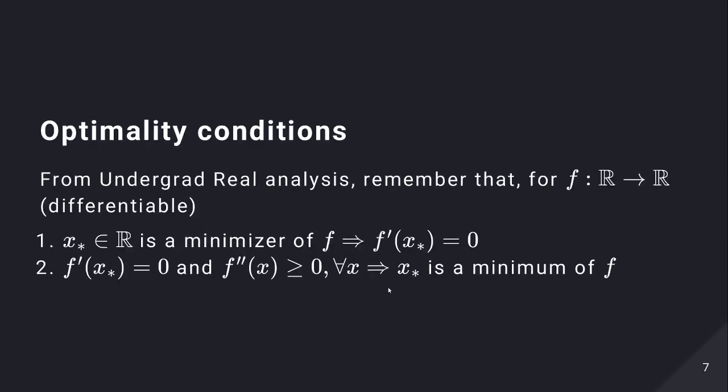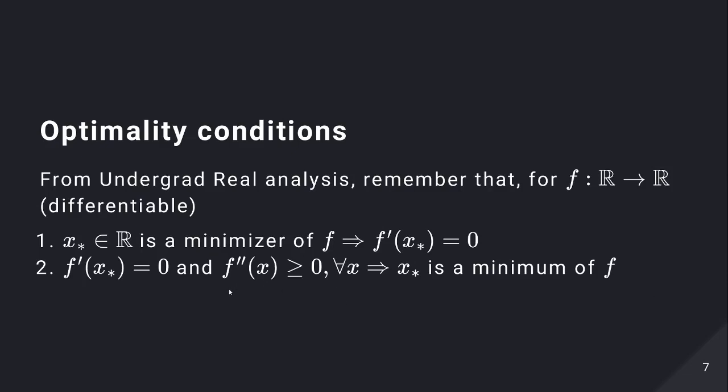Now to the next section, that was more about optimization. Remember from the graduate real analysis course, it's reasonably easy to show that if you have a function from R to R that is differentiable, and x star is a minimizer of f, then the derivative of f at x star is equal to 0. That's a necessary condition, but not sufficient. For a sufficient condition, you have some point where the derivative is 0 and the second derivative is positive, then you have a minimum of f.